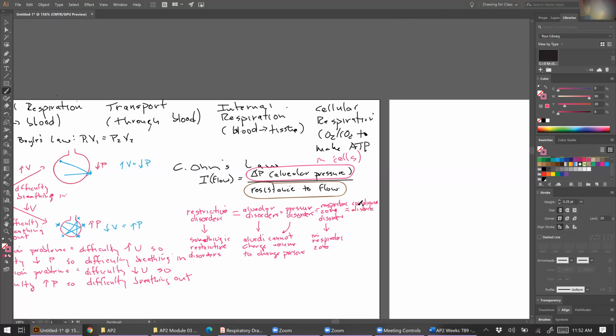Compliance means how well do you go along with something? In this case, it's how well does the lung stretch? And this could be that the alveoli are too stiff, as in scar tissue, or stretchy, as in emphysema. Emphysema, the lungs are too stretchy. And you'll see that when we look at lungs this week.